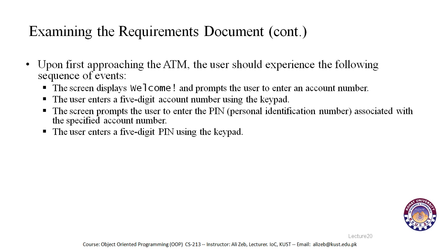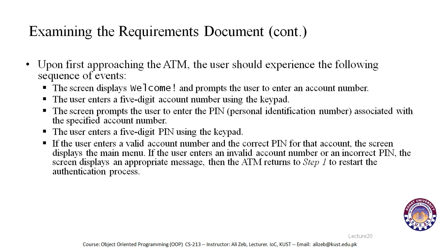The user enters a 5-digit PIN using the keypad. Now, initially there was very basic or general information about the main idea of your system, and now we are entering into a bit more detailed requirement of what the system would do or should do. If the user enters a valid account number and the correct PIN for that account, the screen displays the main menu. If the user enters an invalid account number or an incorrect PIN, the screen displays an appropriate message. Then the ATM returns to step 1 to restart the authentication process.